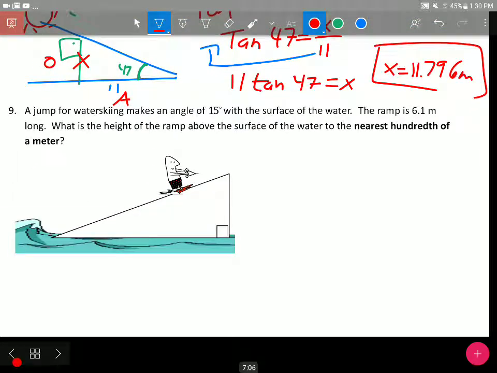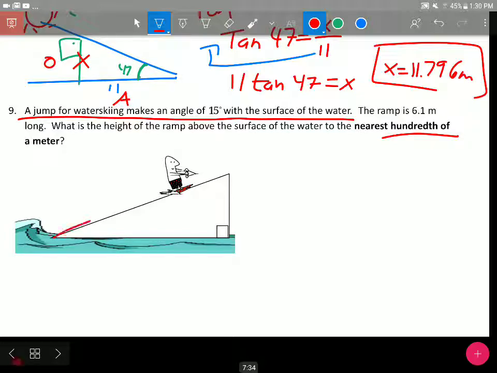Number 9. A jump for a water ski makes an angle of 15 degrees with the surface of the water. The ramp is 6.1 meters long. What is the height of the ramp above the surface of the water to the nearest hundredth of a meter? All right, which is actually hundredth of a meter, that's 2 decimal places, but we're still going to ask for 3. All right. A water skier makes a 15 degree, the jump makes a 15 degree with the water.